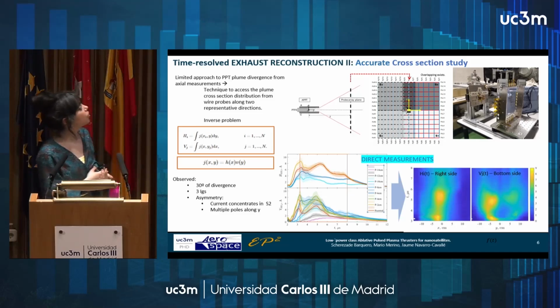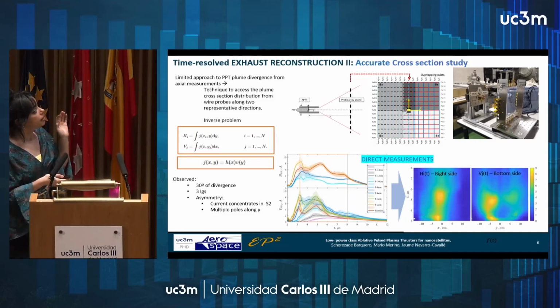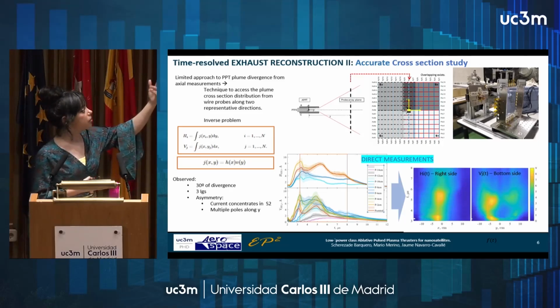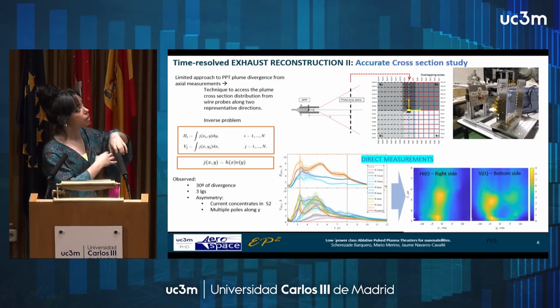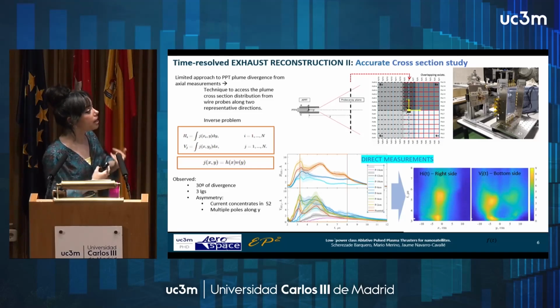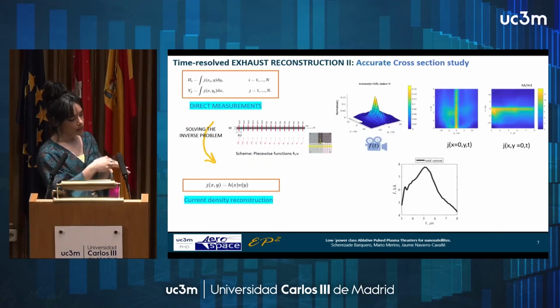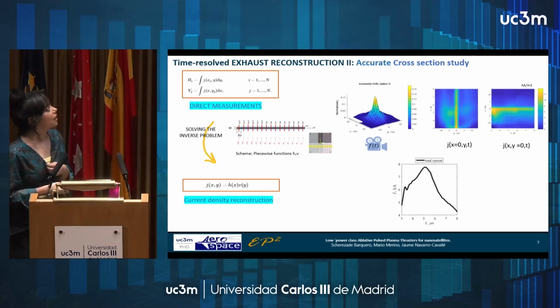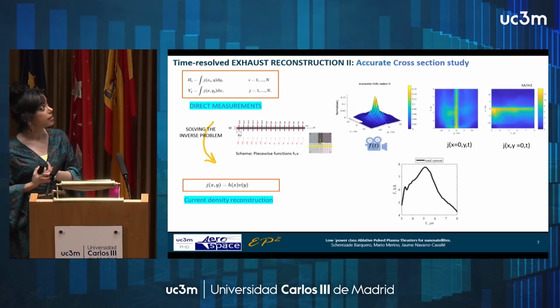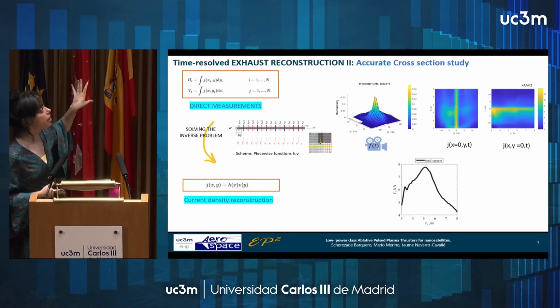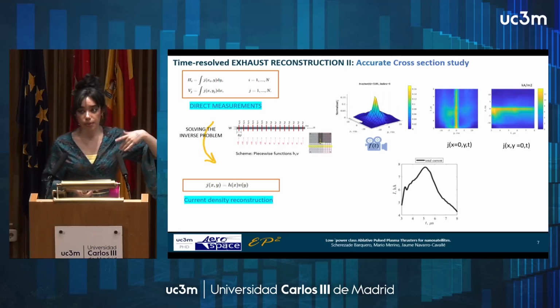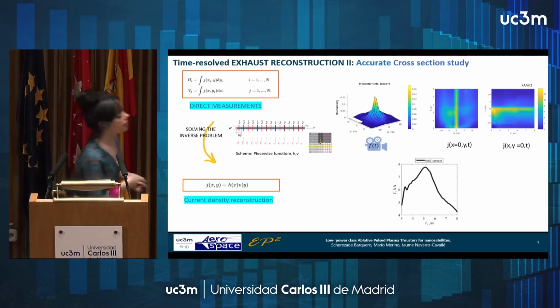We have seen with our measurements that our plume is not symmetric, and the current tends to concentrate along the bottom and the right of the plane, and we also have different poles along one of the directions, particularly E1. To get the current density distribution from the line integral measurements, we have applied a piecewise function scheme for the interval of interest.